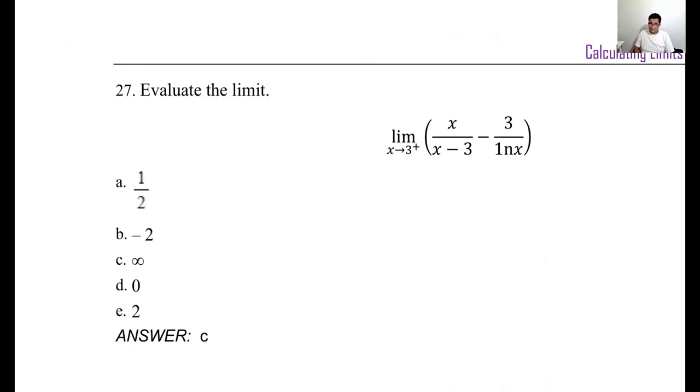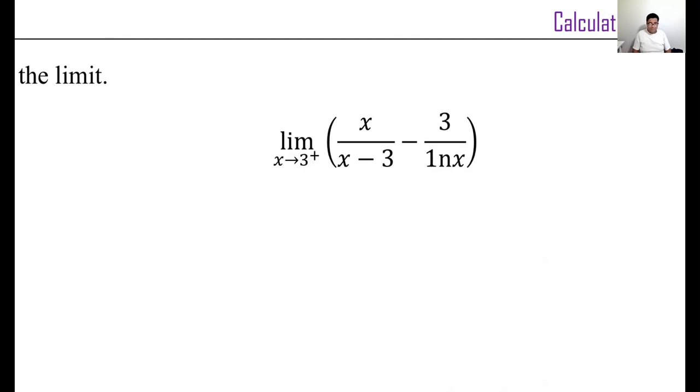Another very interesting problem. You are approaching 3 from the right and you see that function. Oh, that looks like one, it's supposed to be ln. Okay, that's a typo there. That's ln x, natural log.